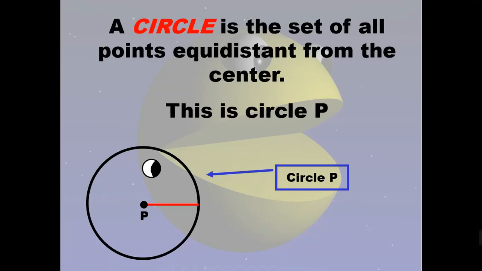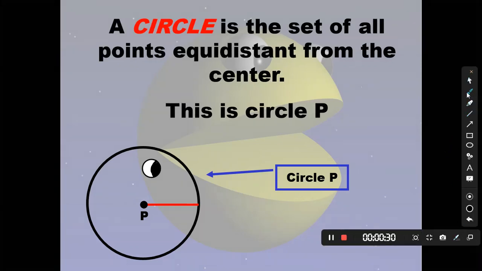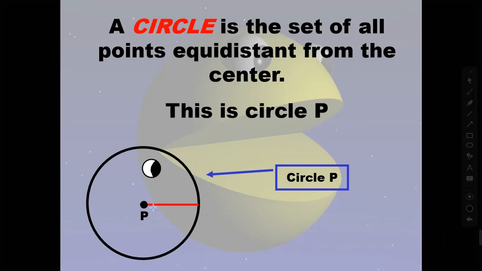So let's review the definition of a circle first. A circle is a set of all points equidistant from the center. So if you have a circle here, let's see, this is a circle. A circle means all the points on the circle have the same distance to a fixed point P. So P we call the center. So this is a circle P with P as its center. Let's keep on going.